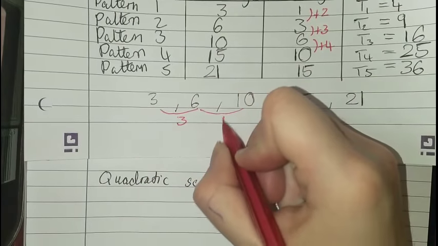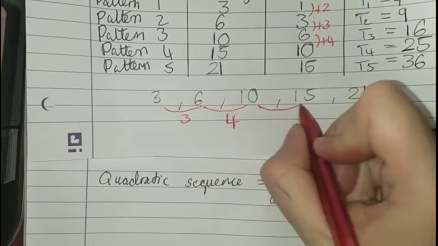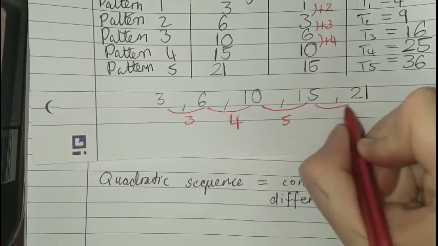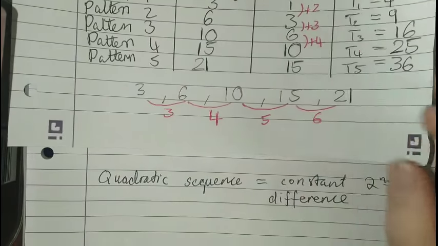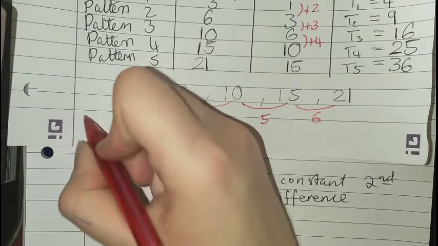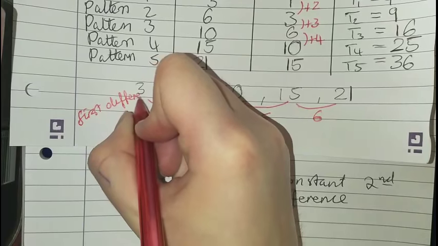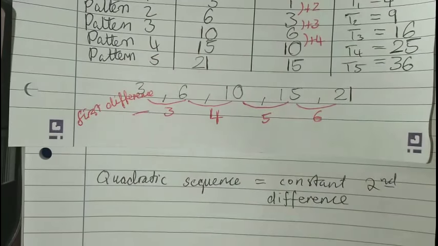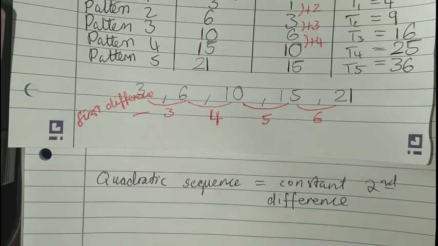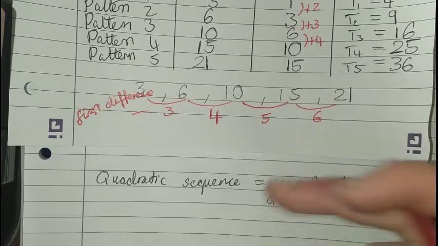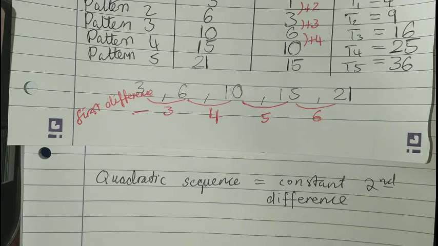6 to 10 is 4, 10 to 15 is 5, and 15 to 21 is 6. So the difference between each of the terms is called the first difference. But if there's a constant first difference, it's a linear or an arithmetic sequence. But we can see that the difference between all the terms is not the same. So it's not linear or arithmetic.